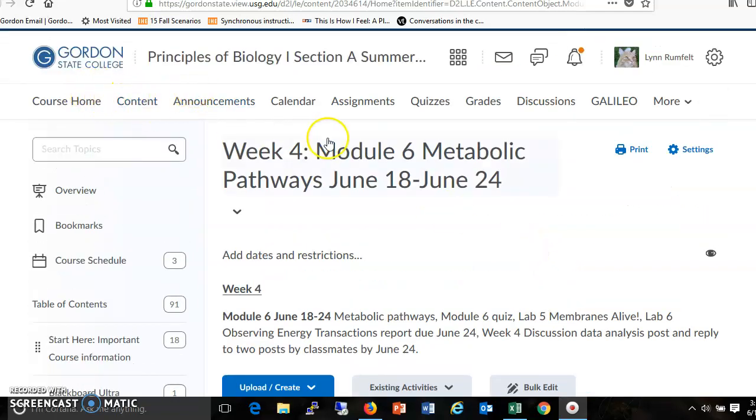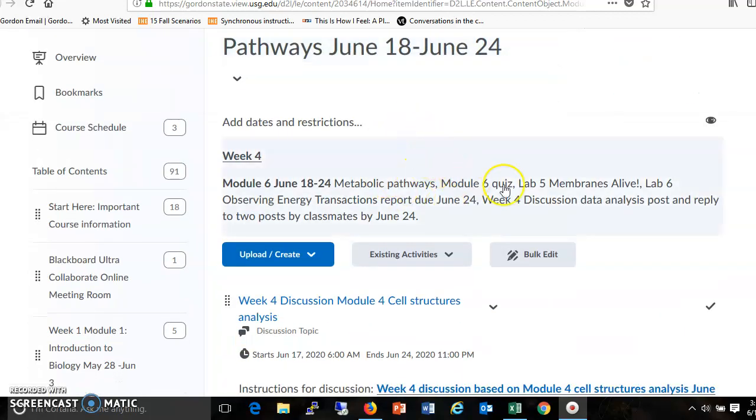Hi everyone, we're now officially in week 4 that started yesterday on Thursday, and I am in the content area, in week 4 module 6. Module 6 is all about, it's kind of an action-packed, literally an action-packed module, because it's looking at the production of energy, the conversion of energy from light and stored into a molecule, which then can be further broken down and used to retrieve that energy later on.